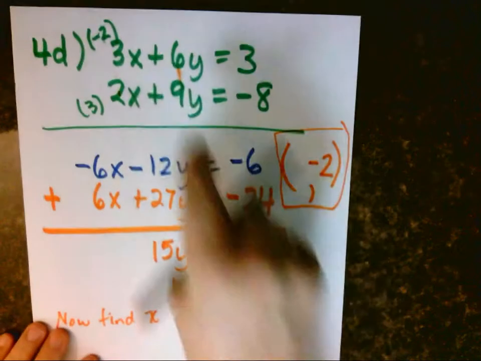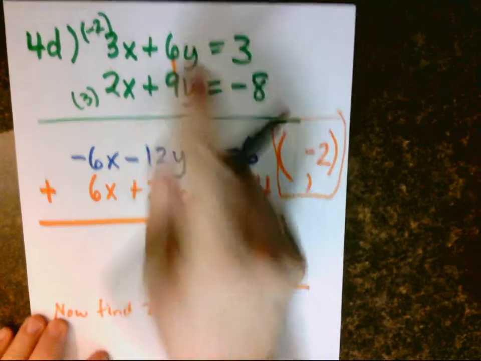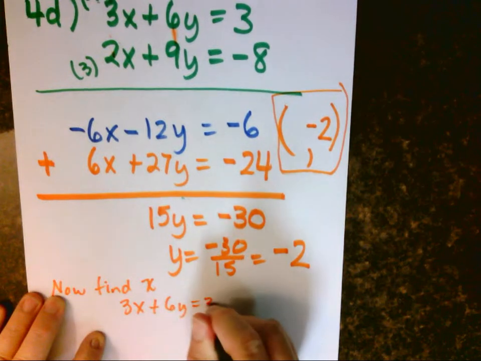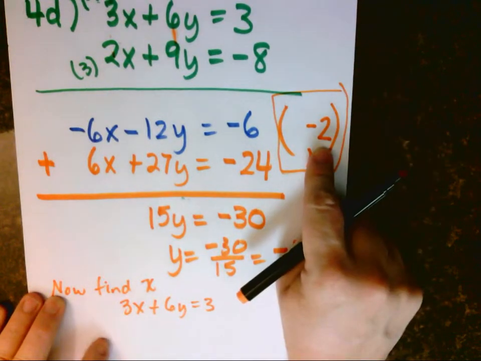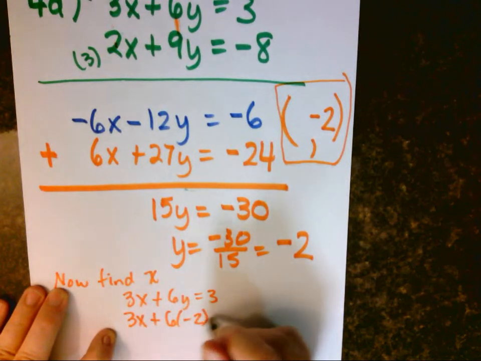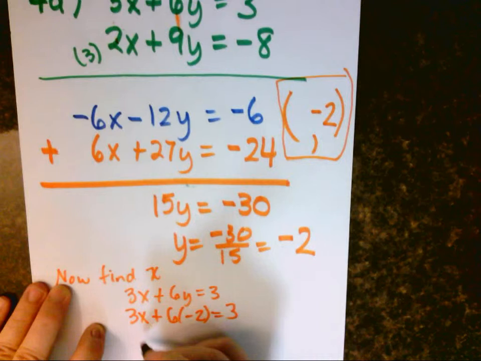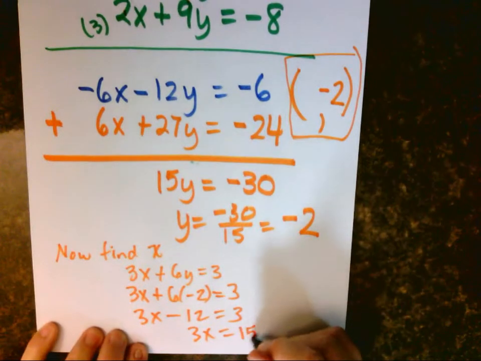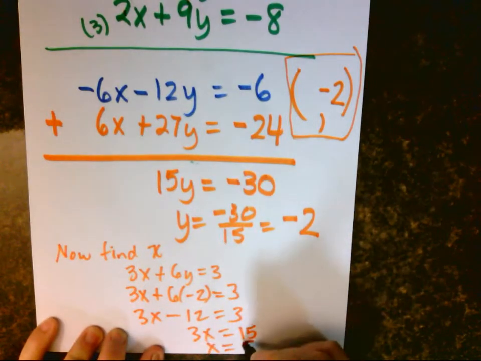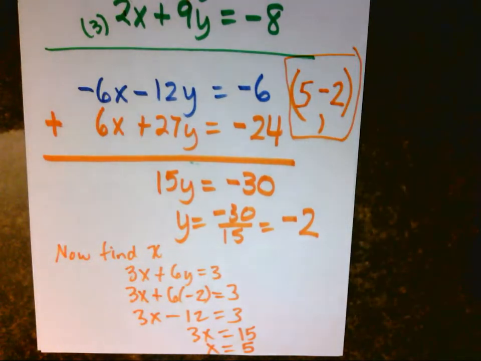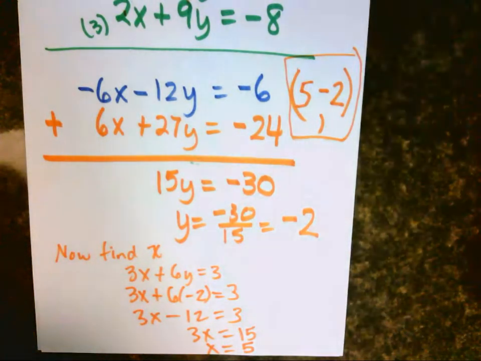Pick any equation, and usually the first one is the easiest. So I'm going to take 3x plus 6y equals 3, and I know that y is negative 2. So I put a negative 2 in. 3x minus 12 equals 3. 3x equals, add 12 on both sides, 15. X equals 5. Yes, x is 5. So the point 5, negative 2 is where these cross.